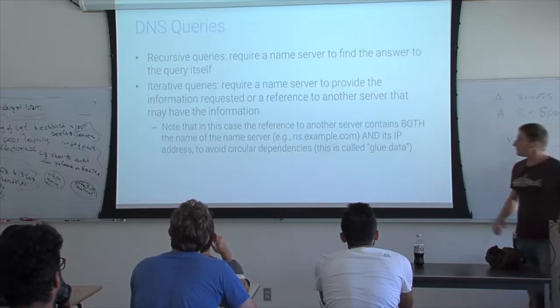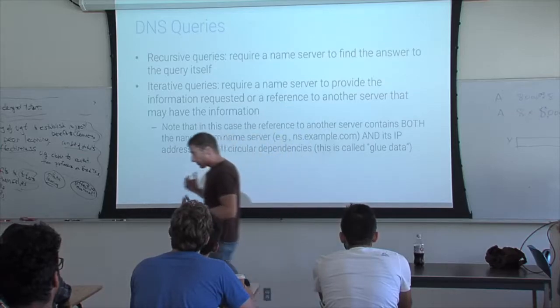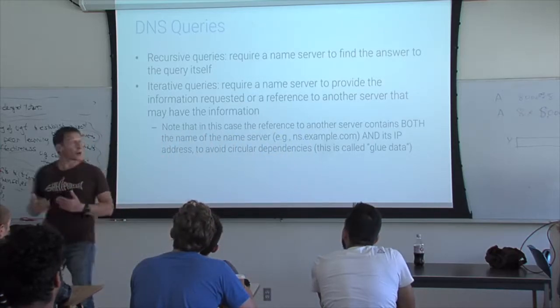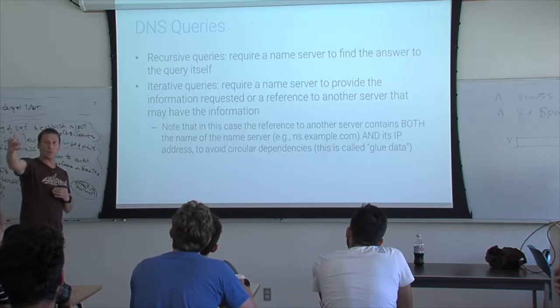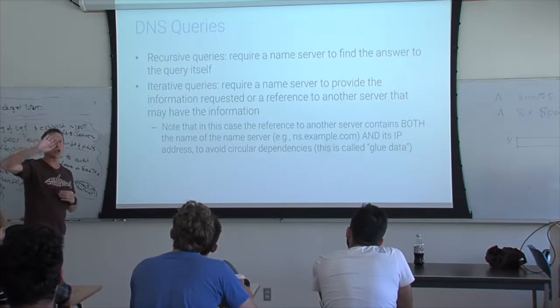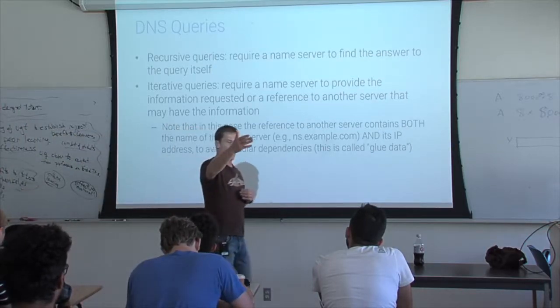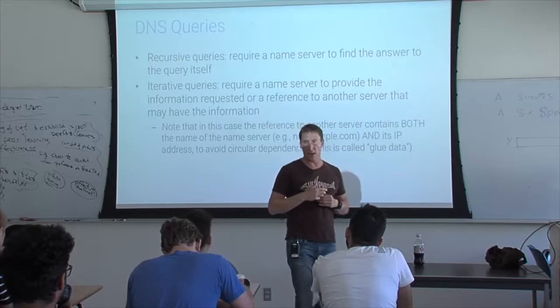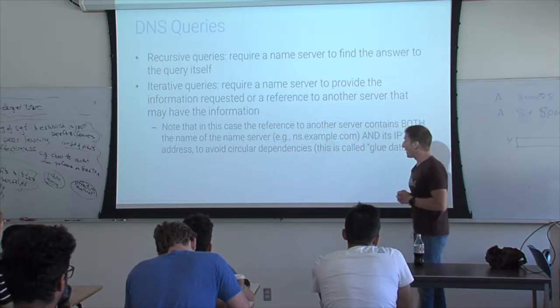So recursive and iterative queries are two different types of queries. With a recursive query, you fundamentally say, hey, server, I need this information. Go find it. An iterative query is like, hey, server, what should I do next? You get an answer, and you operate on that basis.